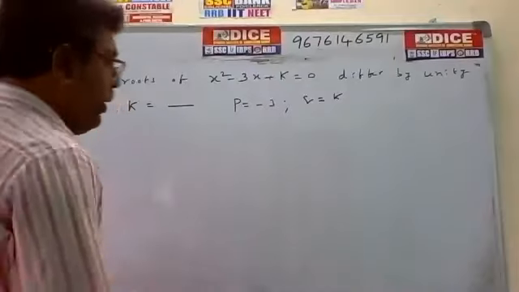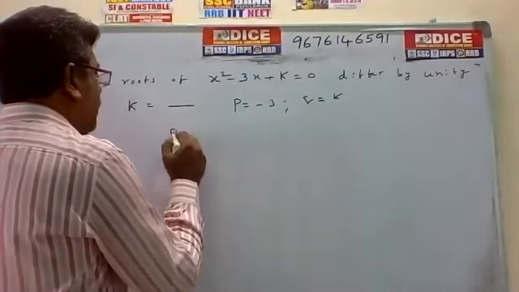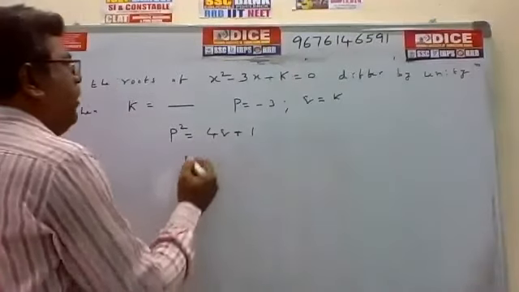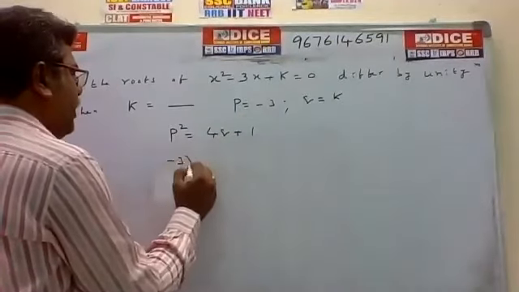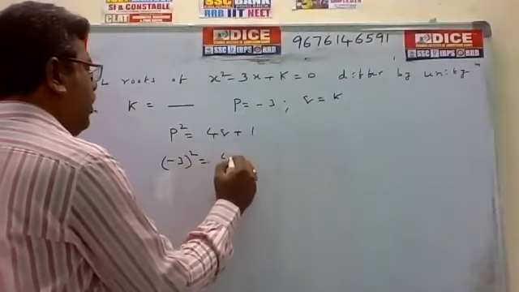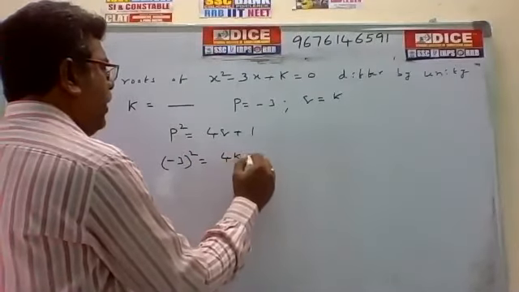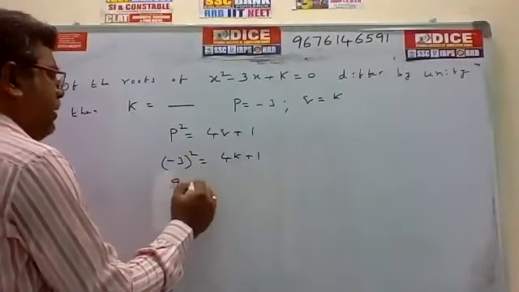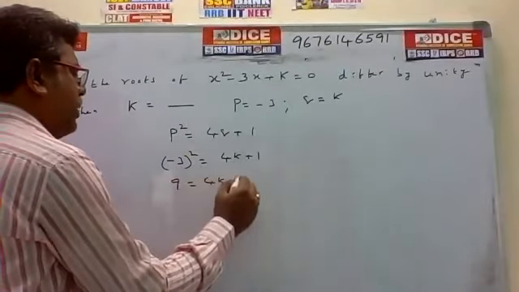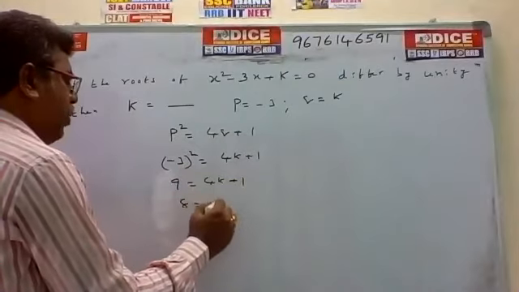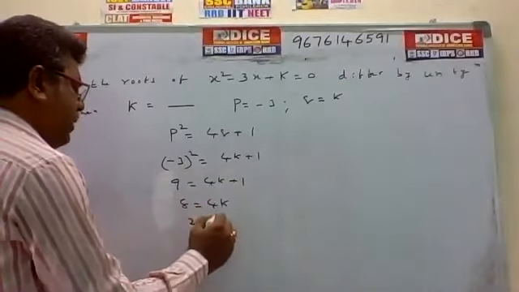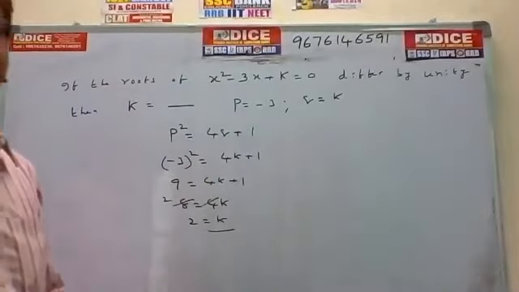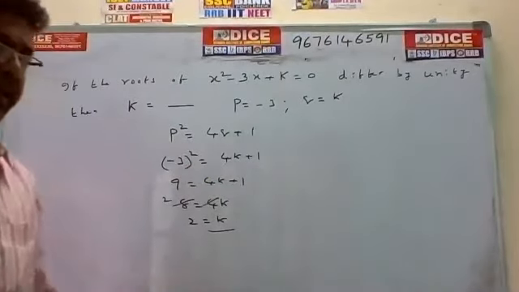What is the formula? P square is equal to 4Q plus 1. P square means minus 3 whole square, which is 9, is equal to 4K plus 1. So 9 is equal to 4K plus 1, then 8 is equal to 4K, so 2 is equal to K. So the value of K is 2. Very good answer.